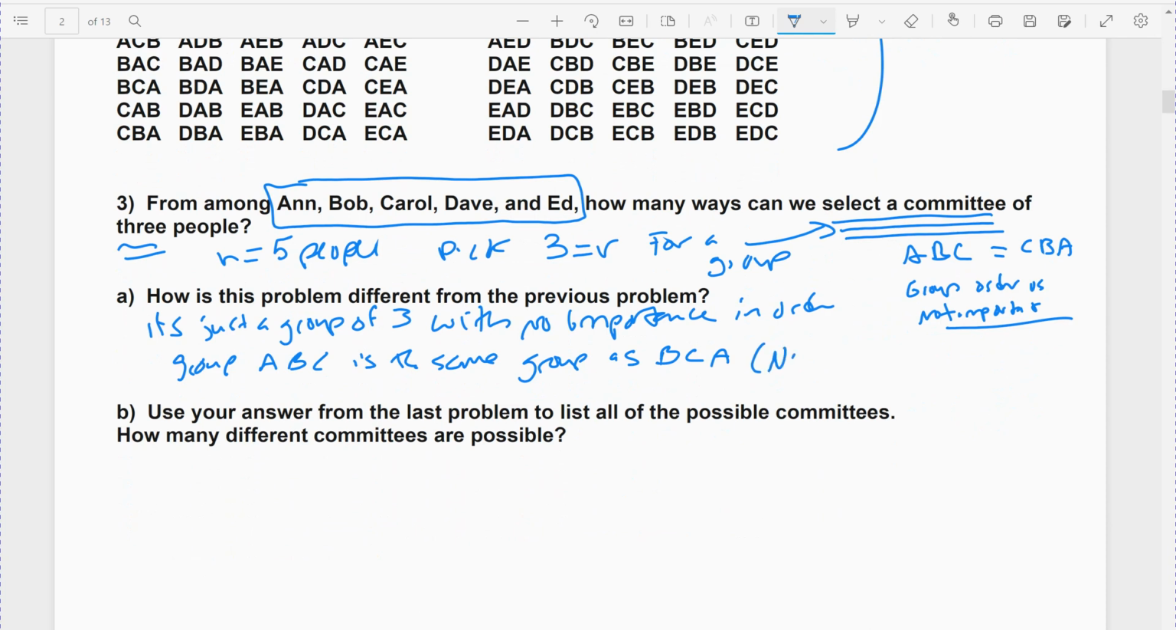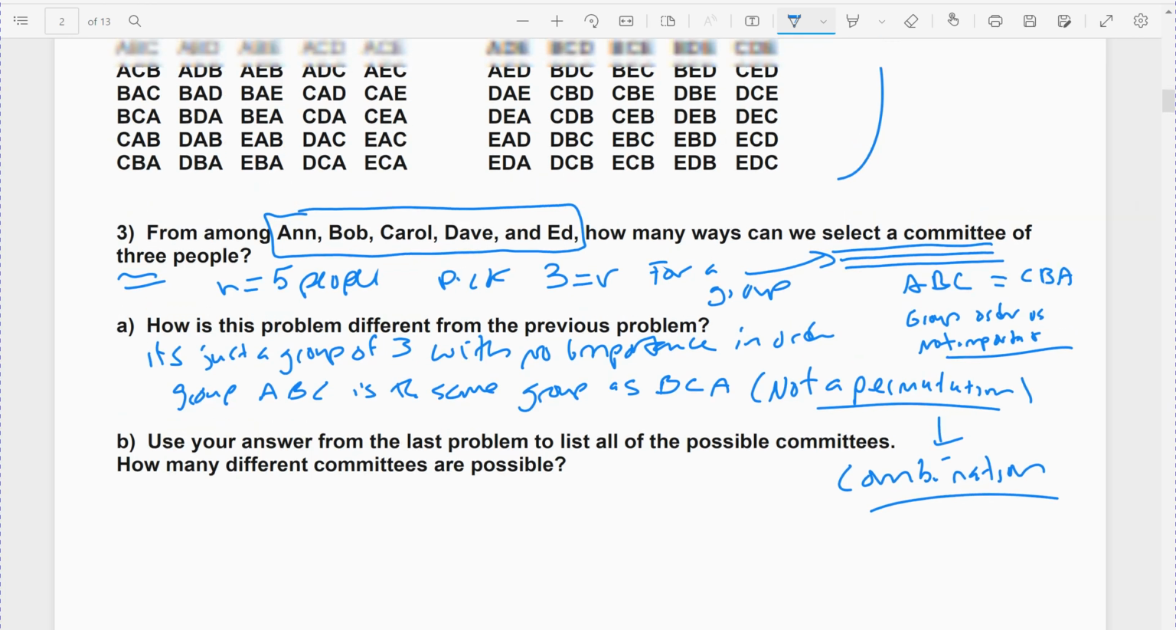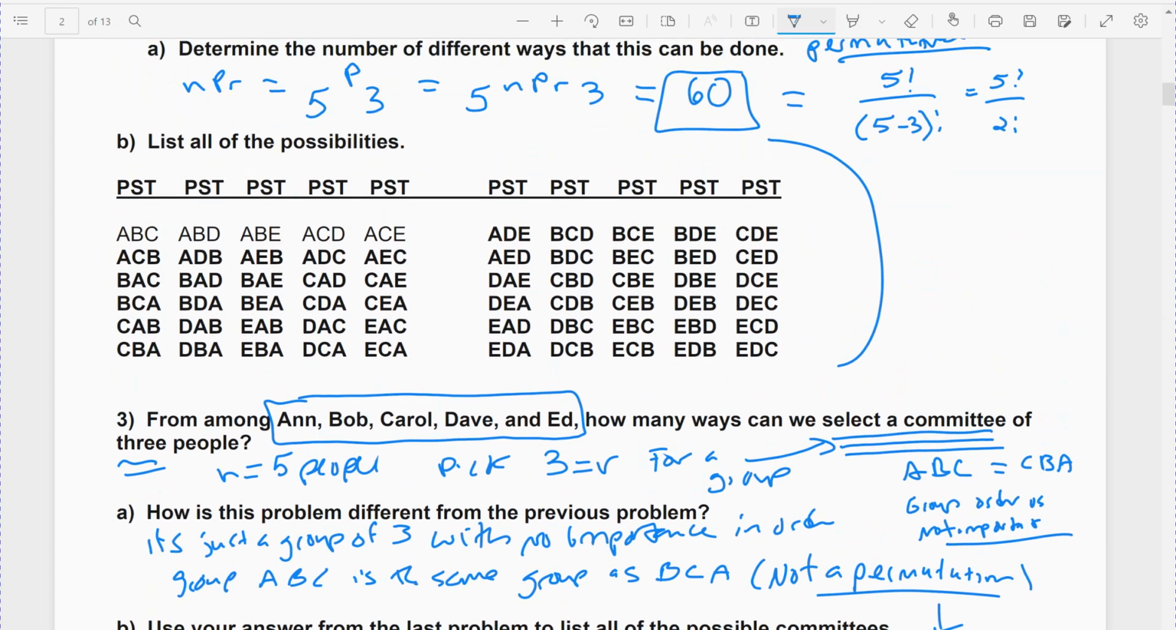In this case, it is not a permutation. What it is, it's the other counting technique. It's a combination, which I'm going to formalize in a second. All right, so just using the answer from part 2, how many possible committees are there? So again, order doesn't matter. And so you just find how many different groups of 3 there are. Well, they're basically by the columns there. I did it on purpose.